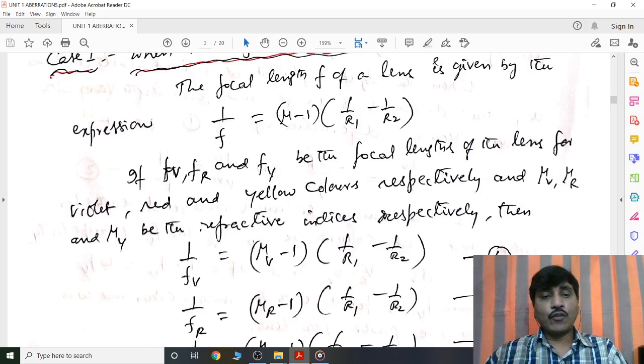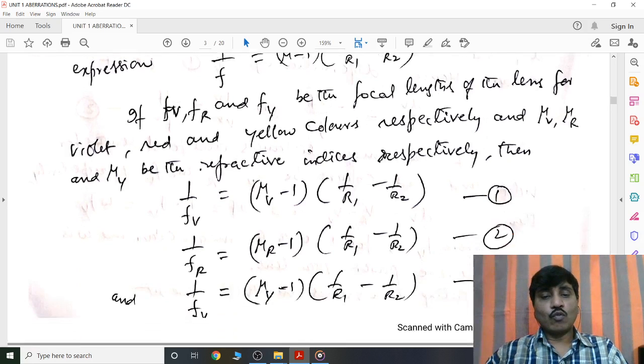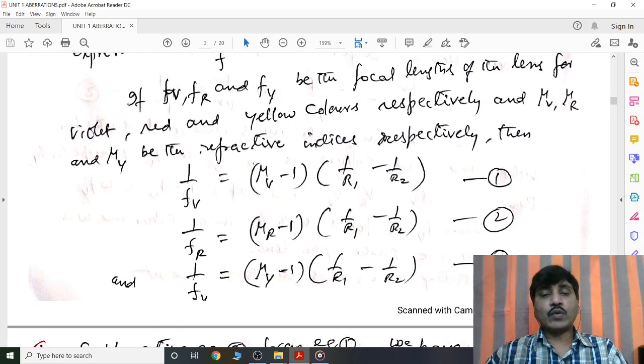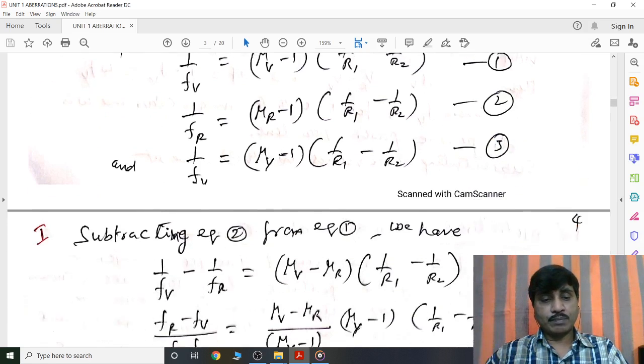If fv, fr and fy be the focal lengths of the lens for violet, red and yellow colors respectively, and mu v, mu r and mu y be the refractive indices respectively, then 1 by fv is equal to (mu v minus 1) into (1 by r1 minus 1 by r2), 1 by fr is equal to (mu r minus 1) into (1 by r1 minus 1 by r2), and 1 by fy is equal to (mu y minus 1) into (1 by r1 minus 1 by r2). These three equations are written as 1, 2 and 3 respectively.